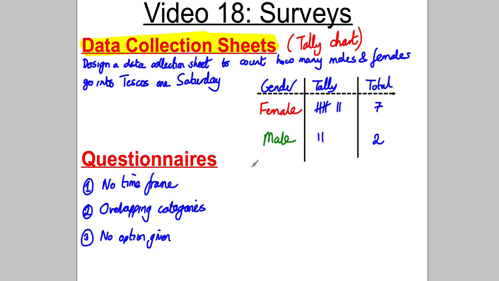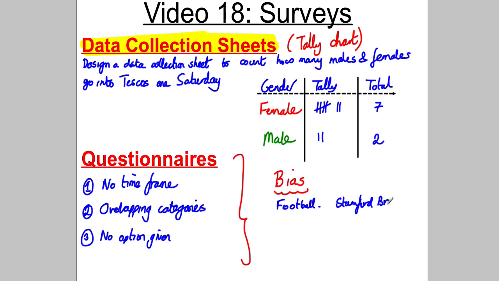The last thing they're going to ask you is something about the word bias. Okay, bias means when something isn't fair. So imagine they said, trying to find out how many people like football. So I stand outside Stamford Bridge, which is Chelsea's football stadium, by the way. I stand outside Stamford Bridge on a Saturday after the match and ask people whether they like football or not.